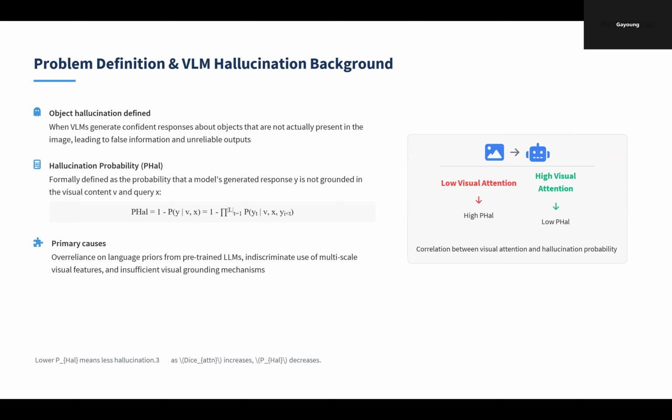And also on the next page, the high visual attention concept comes out. If the visual attention and dice attention score increase, then the hallucination score will decrease.